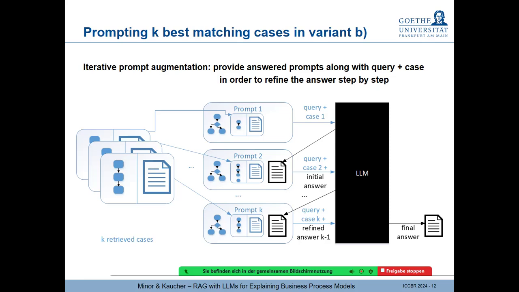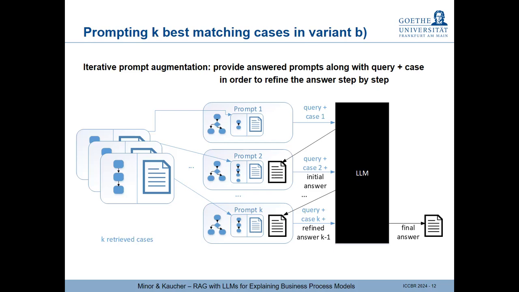The prompting is done in an iterative manner. You see on the right-hand side the LLM in the black box, which uses the prompt that I have shown on the slide before as a first input, where the retrieved case number 1, the best matching case, is inserted into the prompt, and the original query from the user. And then the result of the LLM, indicated by the black arrow, is integrated into the next prompt, the prompt 2, together with the next best matching case, the case 2 from the retrieval result.